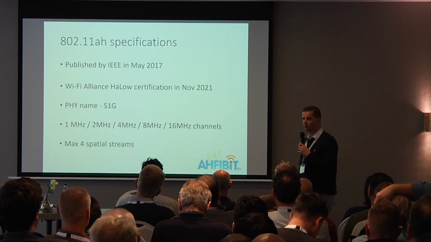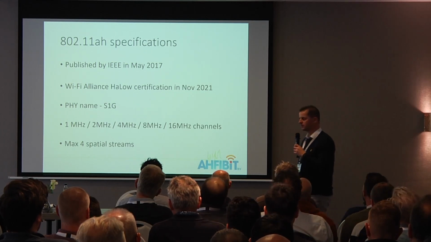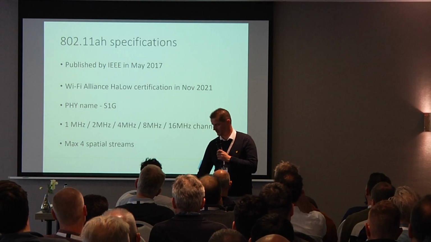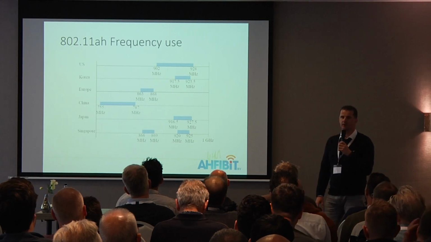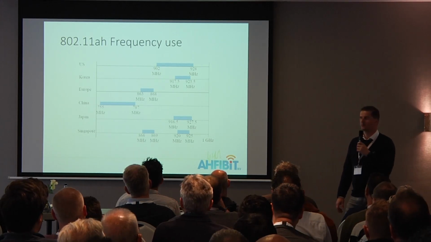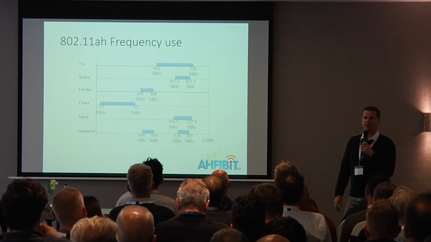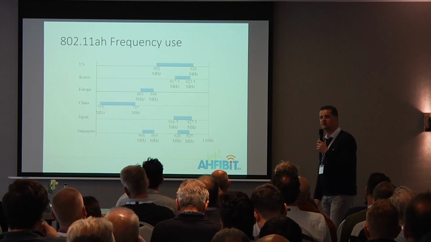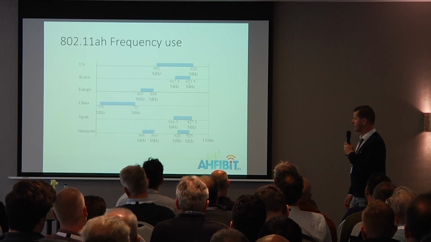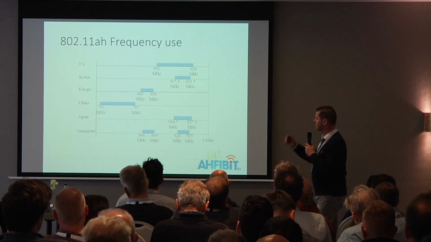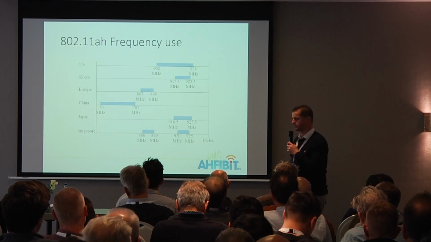Also for 11AH, we can use up to 4 spatial streams for an IoT device. Don't think that's going to happen, but well, we can. The frequencies we're going to use. So in the US, we have a frequency from 902 megahertz up till 928, while in Europe we can only use 863 to 868. So we don't have as much space available. In China and worldwide, we have other frequencies. So depending on your regulatory domain, we can use different spectrums.